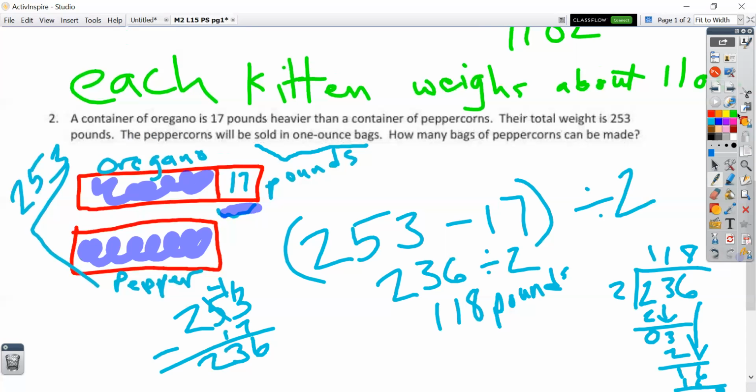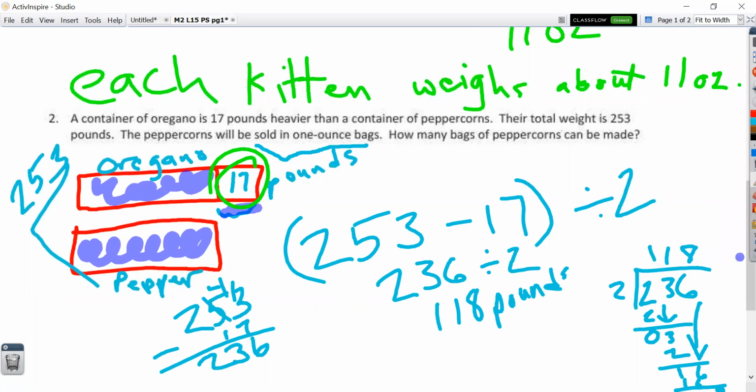Just for a quick understanding check-in, how much would the oregano be? Well, yeah, you have to add back that 17 to the 118 to find out what oregano is. But we don't have to worry about that. We're worrying about how many bags of peppercorn can be made. But we're looking at 1 ounce bags.